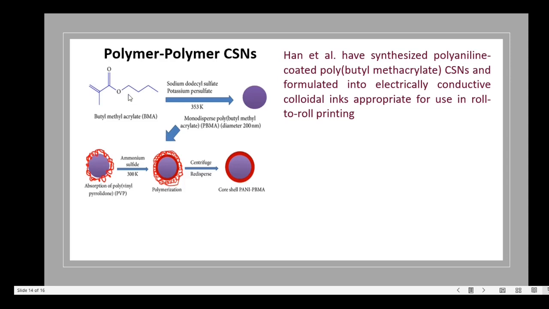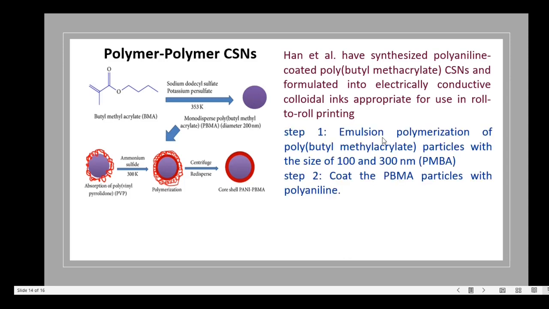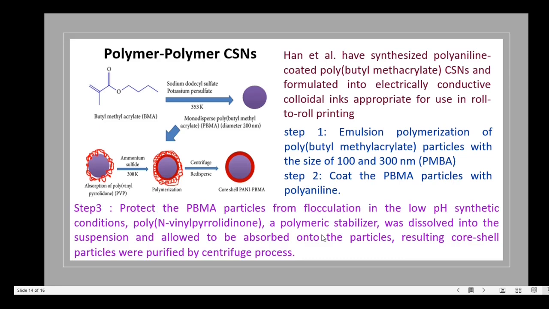This is the structure of butyl methacrylate, and the solid sphere represents the mono-dispersed polybutyl methacrylate with a diameter of 200 nanometer, and this particle is coated with polyaniline. This process is known as the emulsion polymerization process. The next step is adsorption of PVP onto the core particles. PVP is used for stabilization of the polymer material, and the resulting core-shell particles were purified by the centrifuge process, and this is the example for the preparation of a polymer core, polymer shell nanostructure.